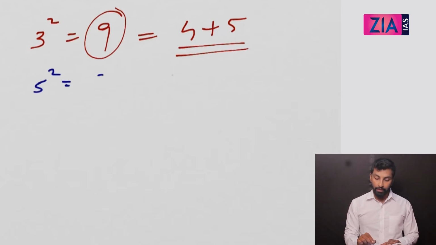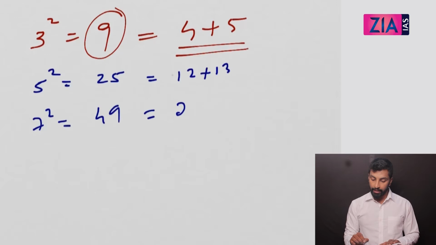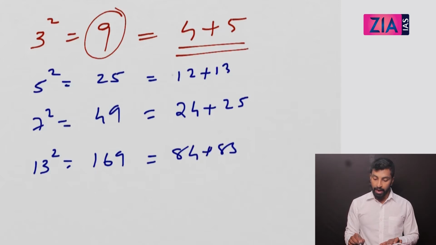5 square. What is this? 25. You can write it as 12 plus 13, consecutive natural numbers. What about 7 square? 49. You can write it as 24 plus 25. Another example, 13 square, 169. You can write it as 84 plus 85.